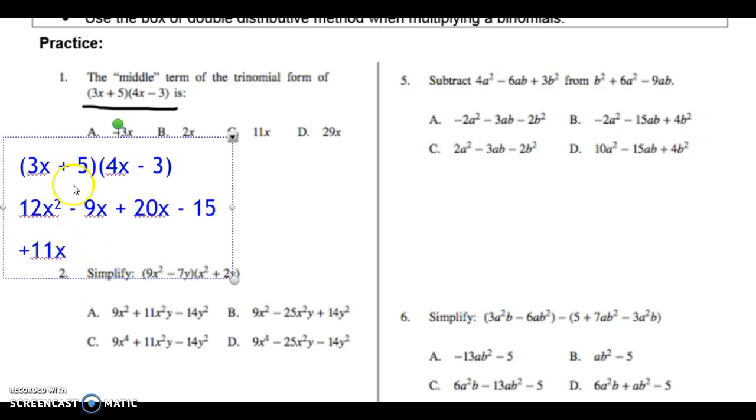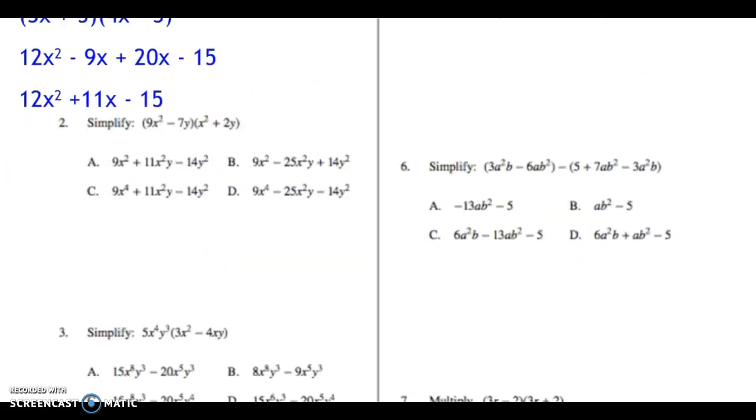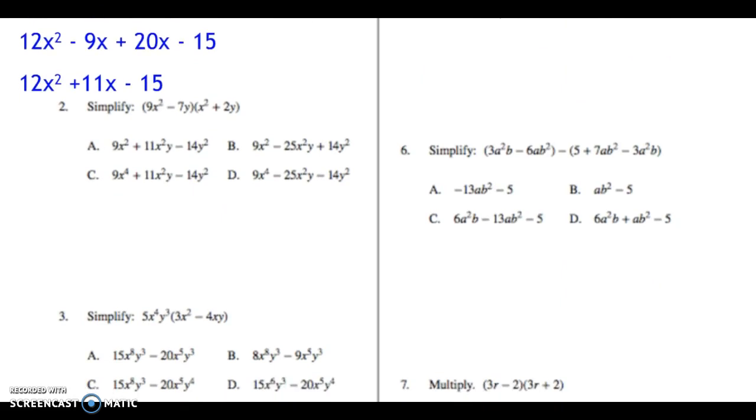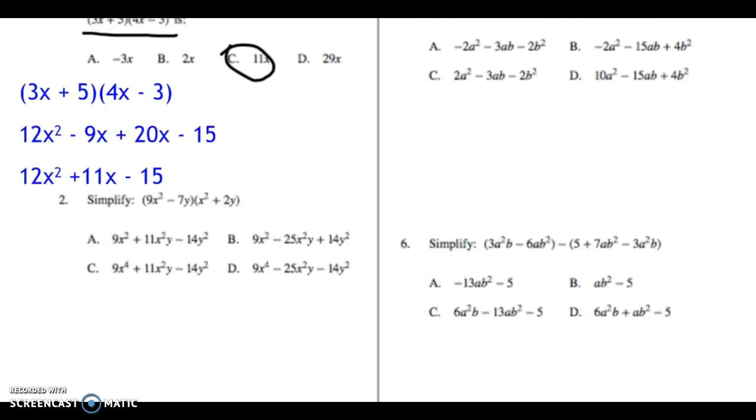Let's finish the whole problem. I know that 12x squared isn't going to combine with anything, so I'm just going to bring that down here. And I know that negative 15 isn't going to combine with anything, so I'm going to bring that down similarly here. And we can see that that's our middle term, so we can safely say that the middle term is C, 11x. For the next one, it asks us to multiply. I'm going to skip past that one because I feel like it's very similar to the previous problem.